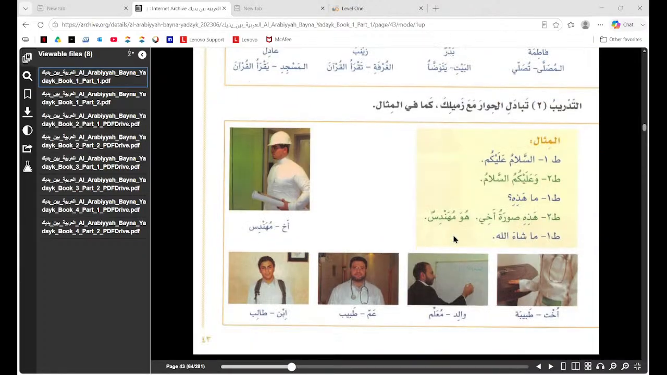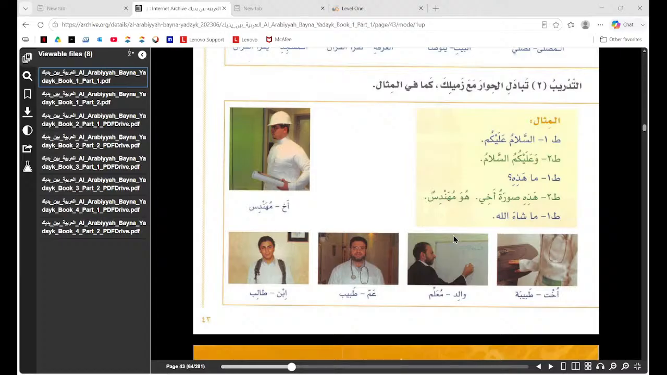So this is where we left off. We're going to be at the bottom section of the page, التدريب الثاني, the second exercise. تبادل حوار مع زميلك كما في مثال. So exchange the conversation with your zamilik, your classmate, like the example. So al-mithal, the example they give us, is the yellow box.